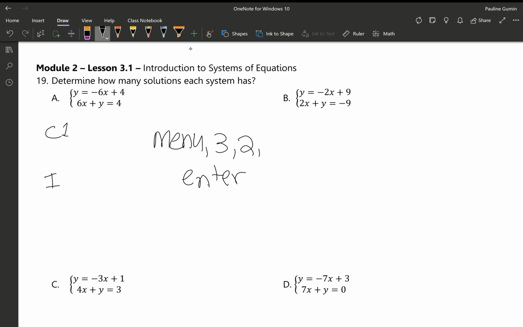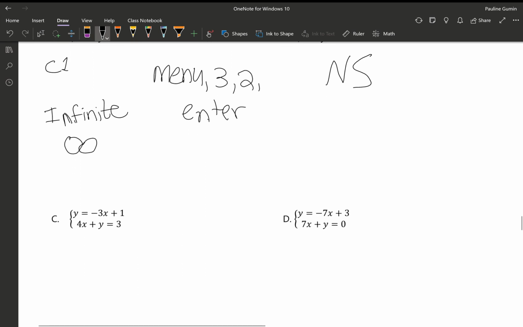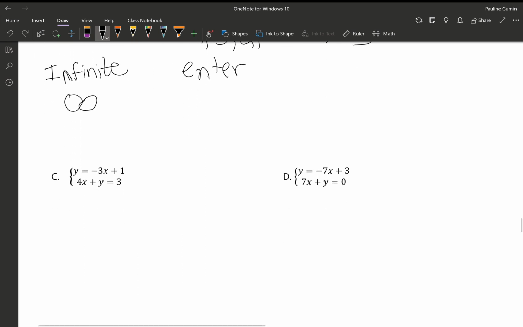Oh, I selected my eraser. Go me. Infinite. And of course, you can write the infinity symbol. Letter B, when I entered this in, it literally said no solution. Beautiful. Our calculator knows how to give us that. Letter C, when I typed that one in, I got an actual answer, which means we have one solution. Letter D, I typed this in and it gave me no solution.